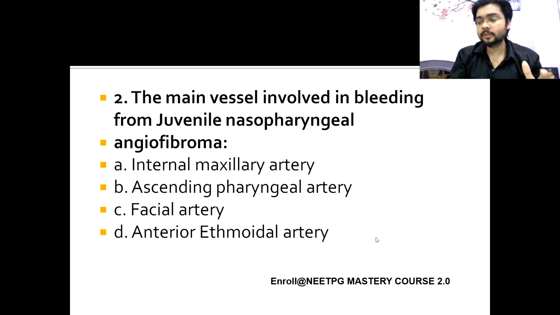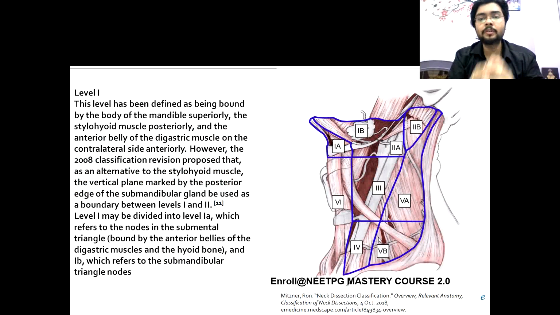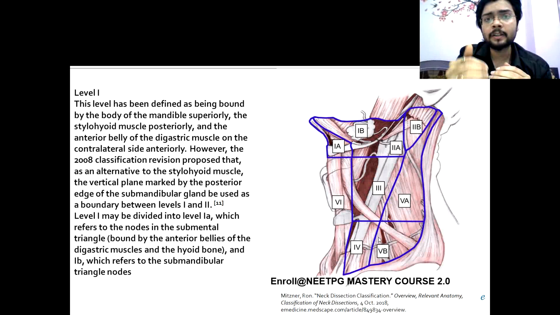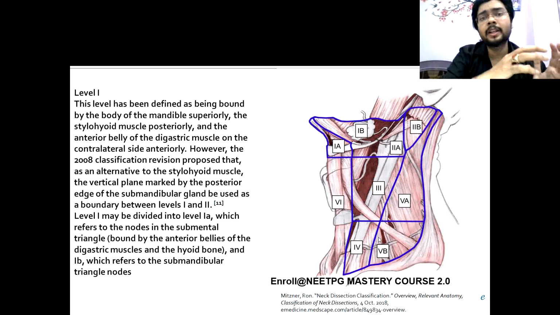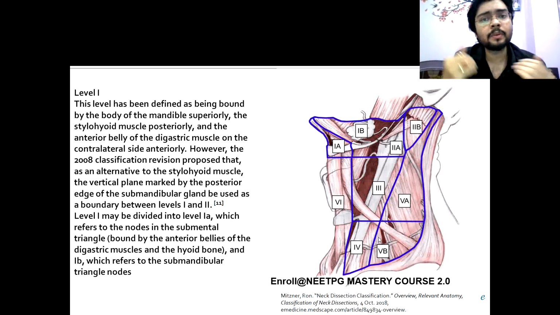So these were some important things that I wanted to convey to you regarding neck dissection. It is very important but very easy once you get it. So if I have been a little faster, you can just rewind and re-listen, you will get the points.